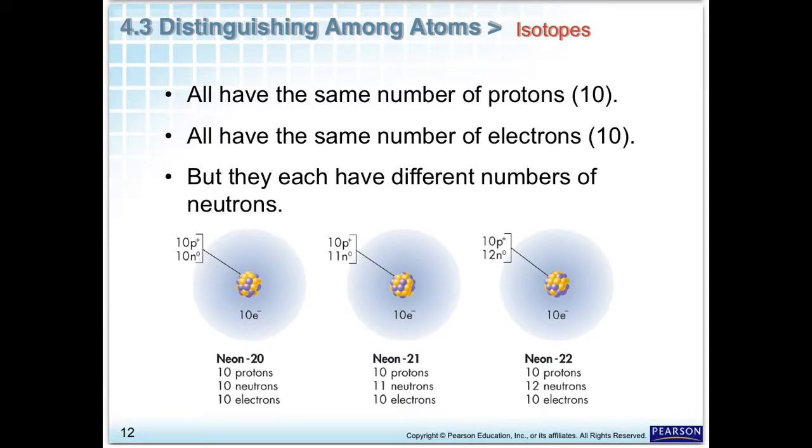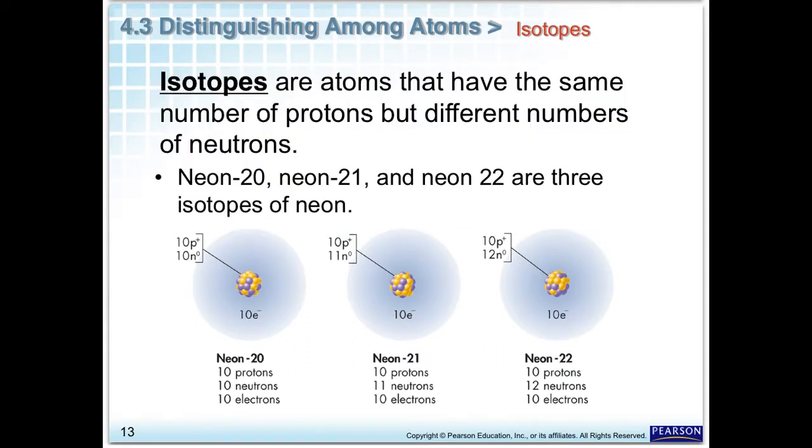So summarizing, same number of protons, same number of electrons, so they can be electrically neutral, but they all have different numbers of neutrons. These then are called isotopes. Isotopes are atoms with the same number of protons, but different numbers of neutrons. So neon 20, neon 21, and neon 22 are three isotopes of neon.